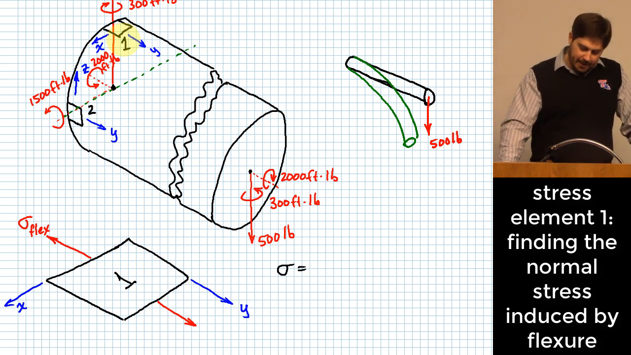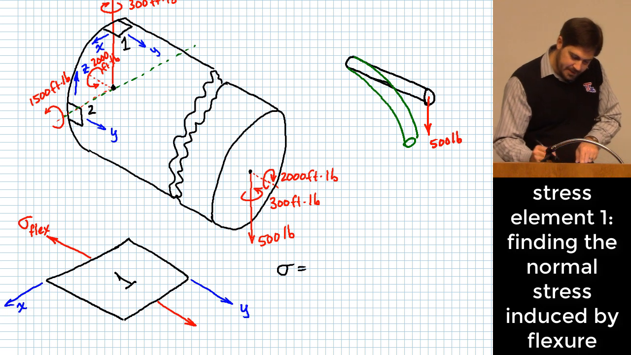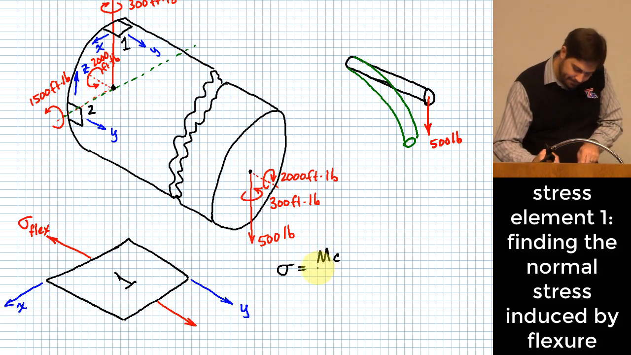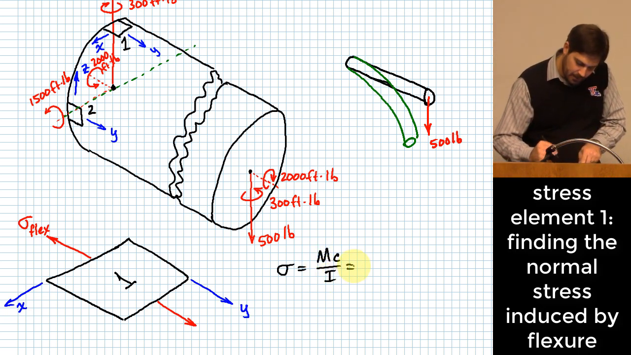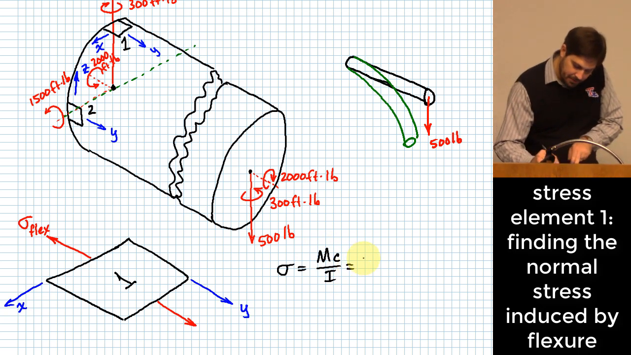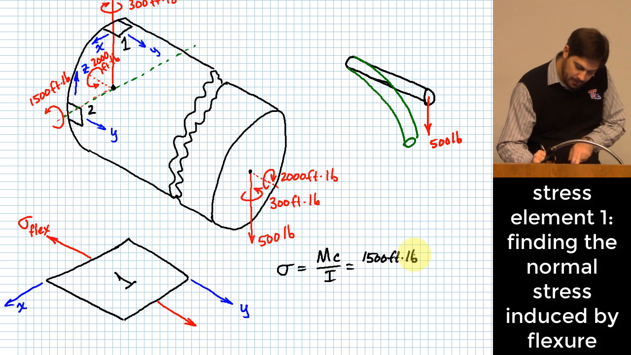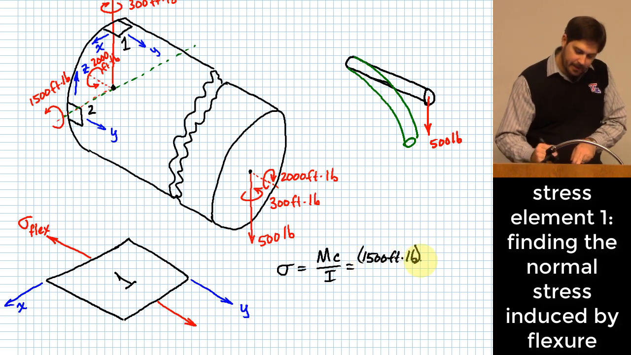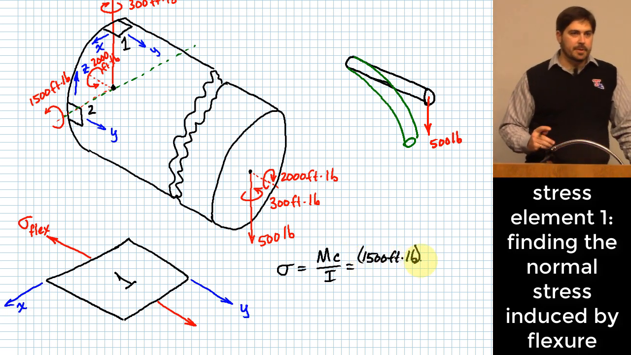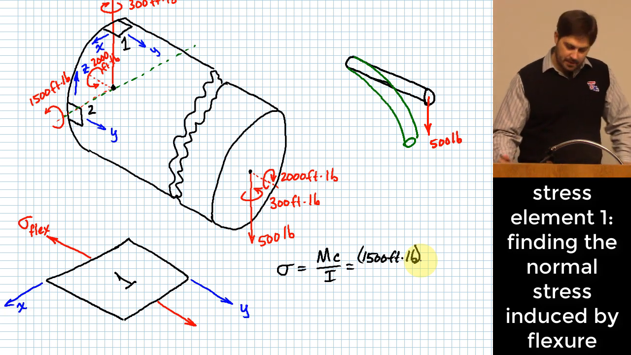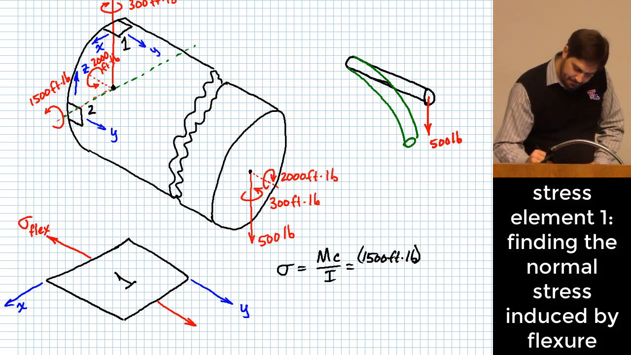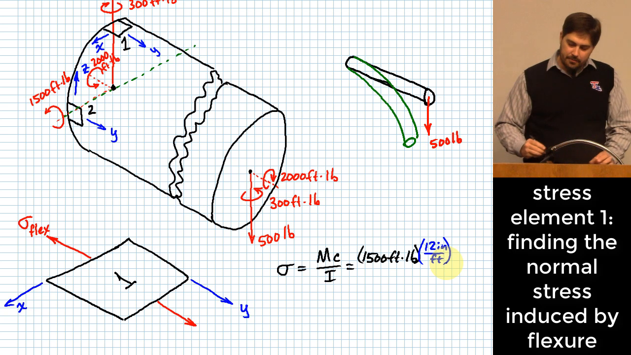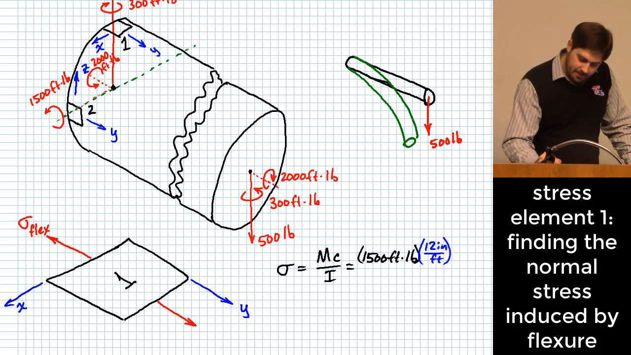Okay, and so if I'm going to calculate this and use MC over I, my moment is going to be 1,500 foot-pounds. Typically, feet aren't necessarily our best unit to be using in these stress type of equations. So what do you think I might want to do with my feet? Maybe get rid of them, apply a 12-inch per foot conversion factor there. What about C?